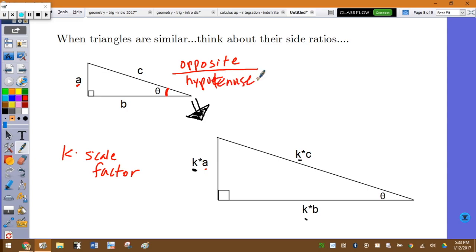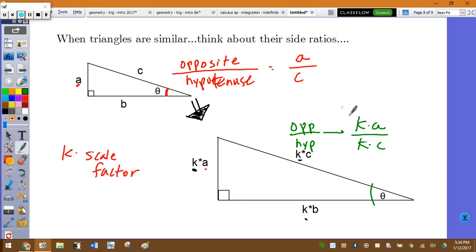Opposite is relative, and I'm talking about theta, so opposite from theta would be the side called a, and the hypotenuse is called c. So in this triangle, this particular ratio is measured as a over c. Well, this is a bigger triangle, so maybe things will change. Let's find out. From this reference point, what is the side across from me? Once again, opposite over hypotenuse. Opposite is now called k times a, and hypotenuse is now called k times c.